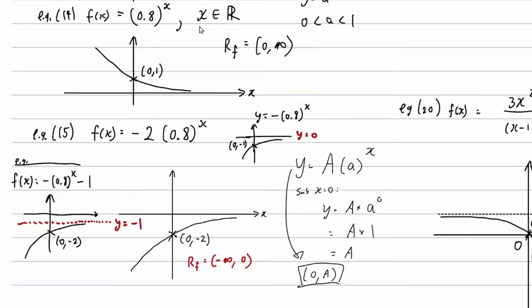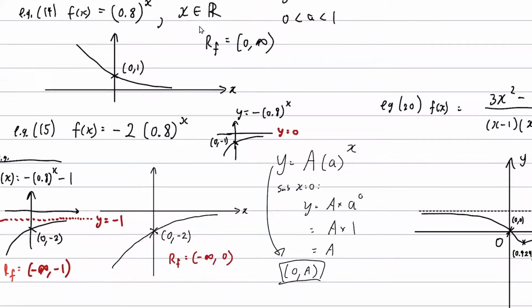Okay, so what's the range? Negative infinity, negative 1 round bracket. Very good. Yes, must change accordingly. It's not always a 0. Sometimes it's negative 1. Depends on the graph function. So yeah, that's just an extra point.